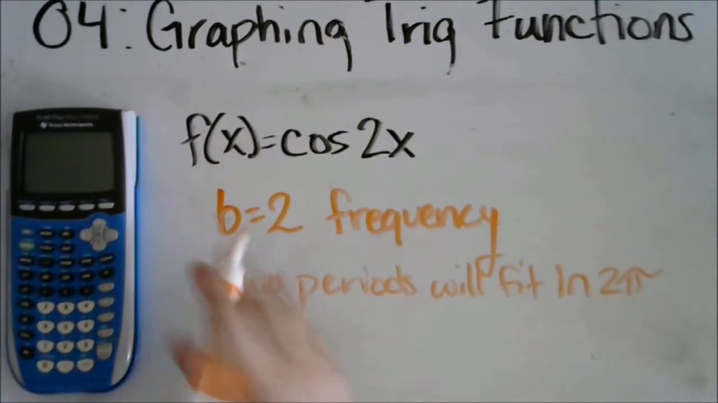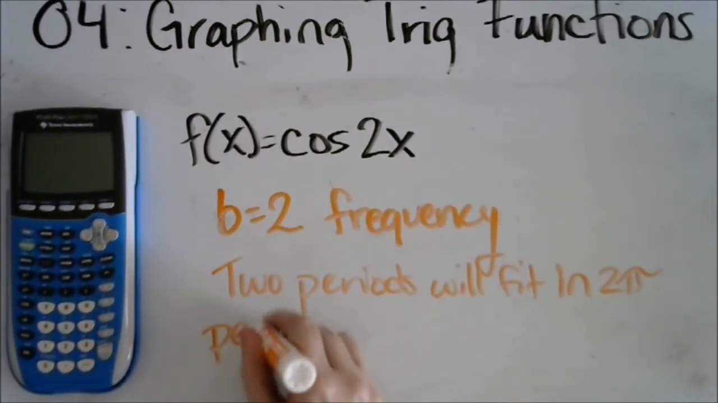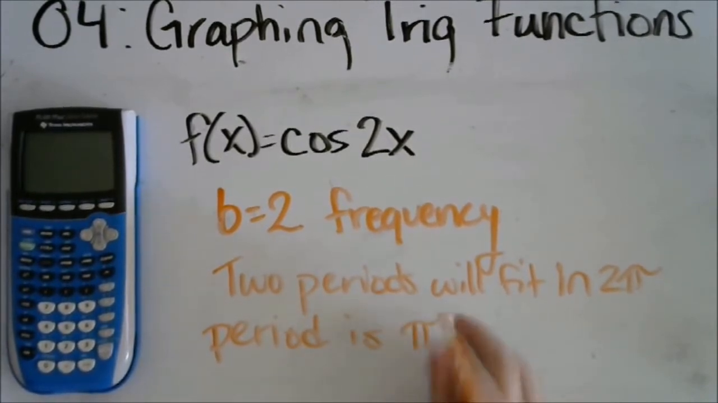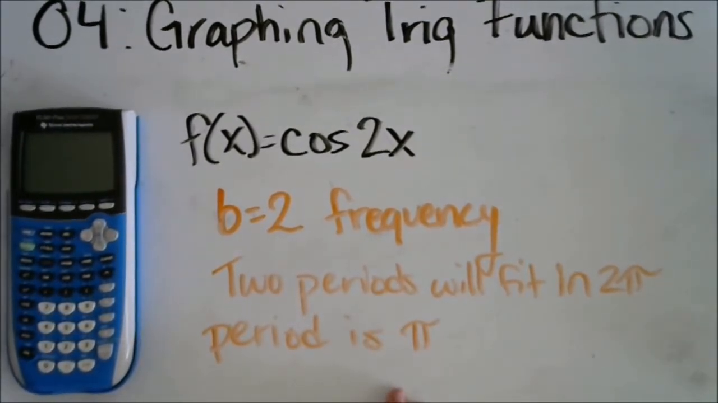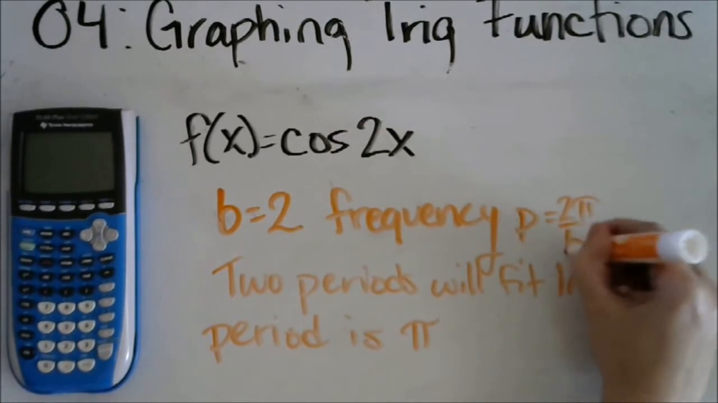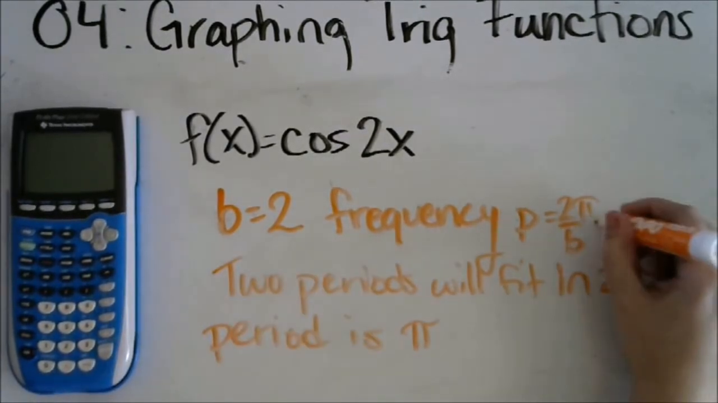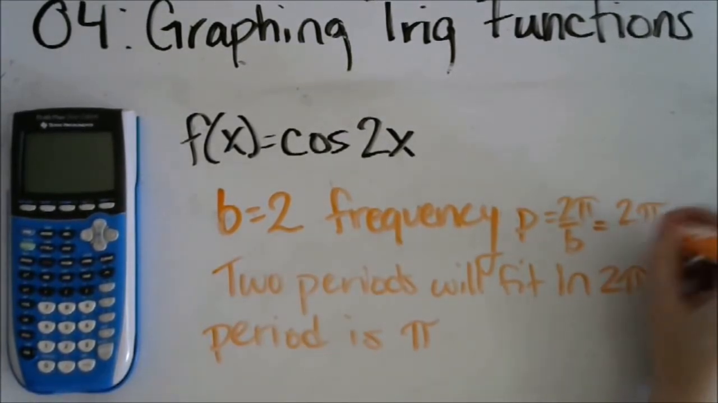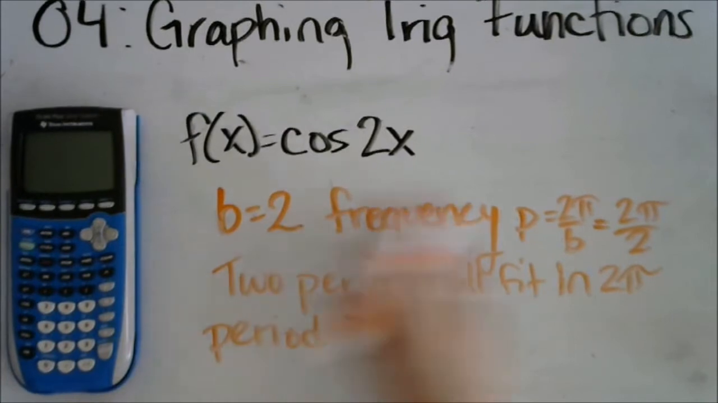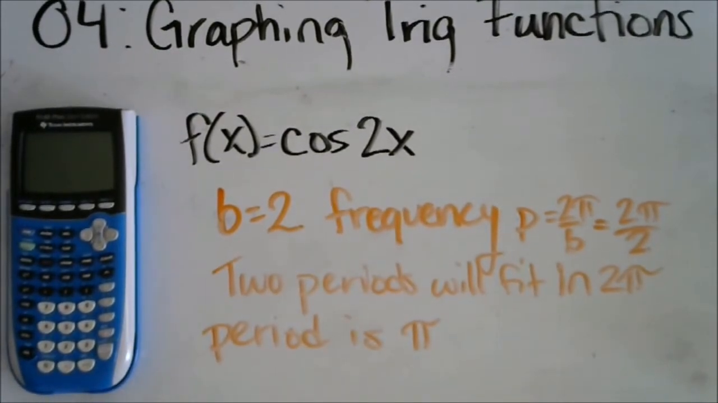Or you can use b to calculate that the period is pi. Earlier in this lesson, we wrote the formula for period as p equals 2 pi over b. Knowing that b is 2 means that the period is equal to 2 pi over 2, hence the period being pi. How does all of this relate to a graph? In order to see, we're going to need to graph this function.